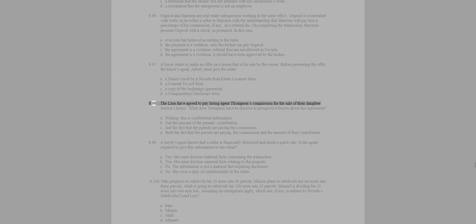S98. The Lims have agreed to pay listing agent Thompson's commission for the sale of their daughter Jessica's house. What does Thompson have to disclose to prospective buyers about this agreement? A. Nothing, this is confidential information. B. Just the amount of the parents' contribution. C. Just the fact that the parents are paying the commission. D. Both the fact that the parents are paying the commission and the amount of their contribution.